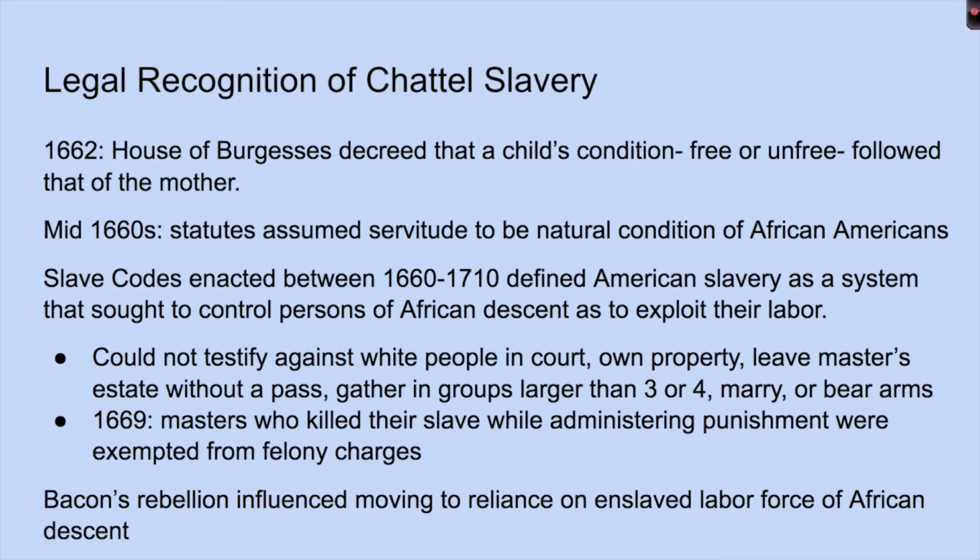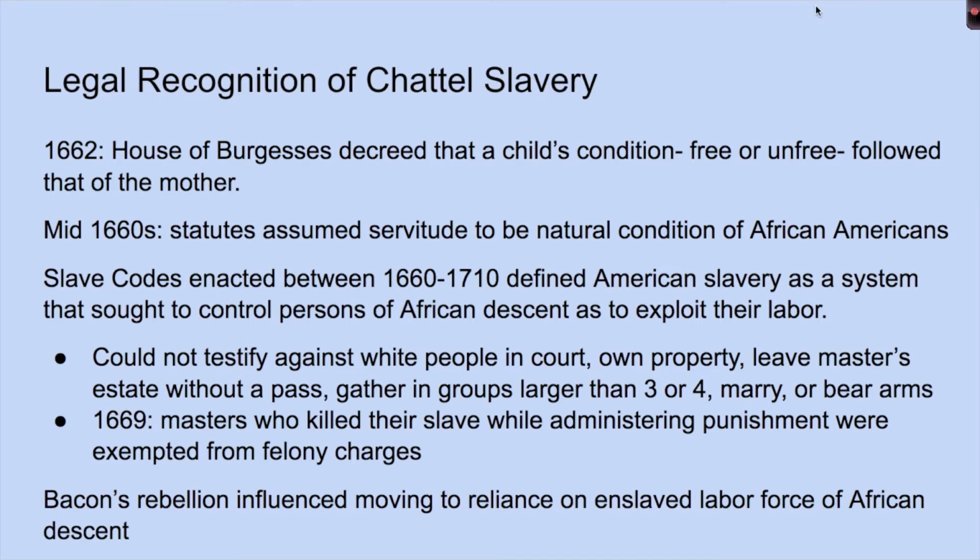Some examples of slave codes that come out: a slave could not testify against a white person in court. They could not own property. They could not leave their master's estate without a pass. Slaves could not gather in groups larger than 3 or 4. They could not marry. They couldn't bear arms. Another slave code seen in 1669 is that if a master kills their slave while giving a punishment, such as whipping, then felony charges were not brought against them.